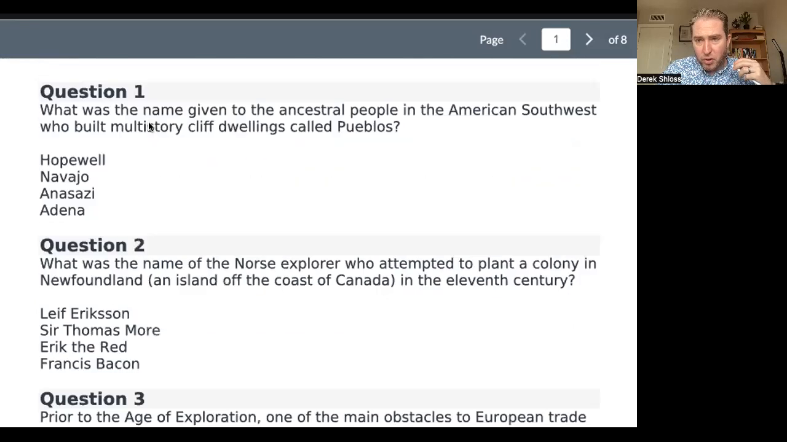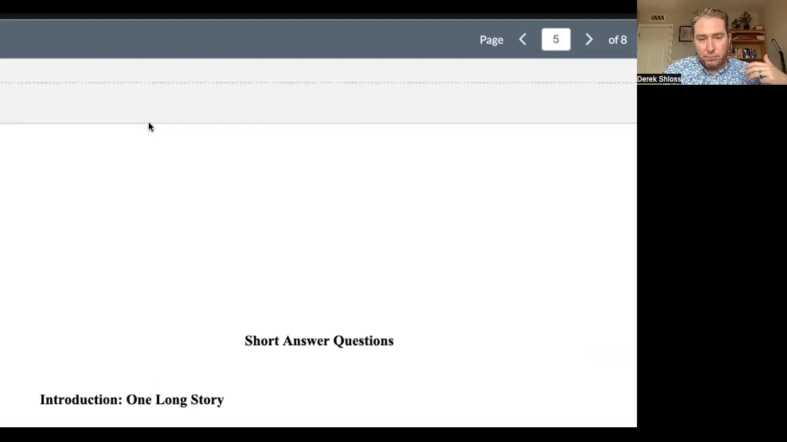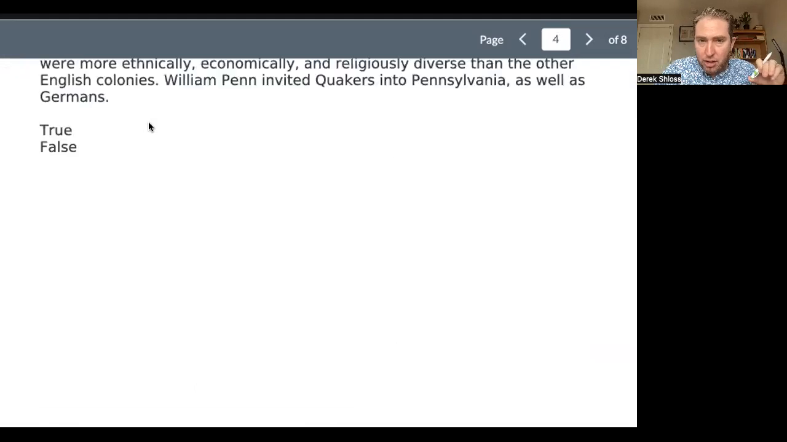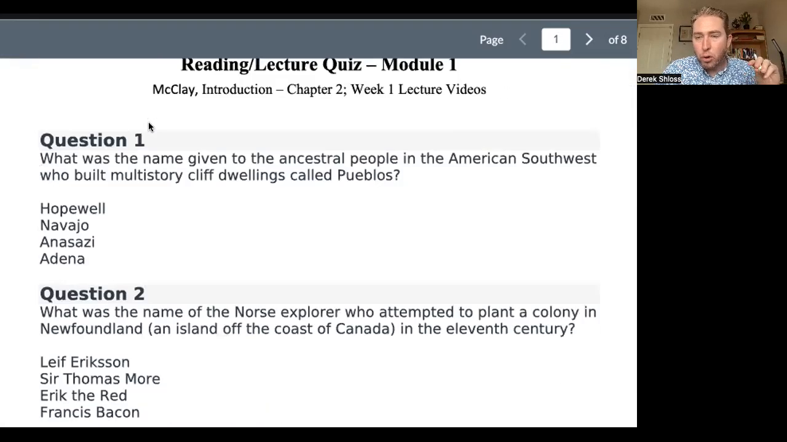Basically, again, with regards to the multiple choice questions and the short answer questions, the information that you need to answer these questions is going to come primarily from the Maclay textbook. So generally speaking, these should go in order. So theoretically, you can answer these just as you're reading the Maclay textbook.